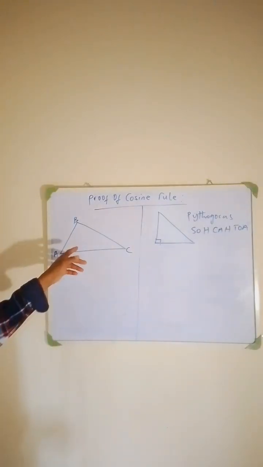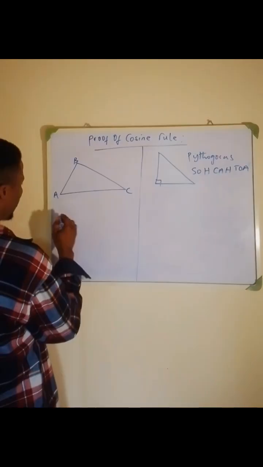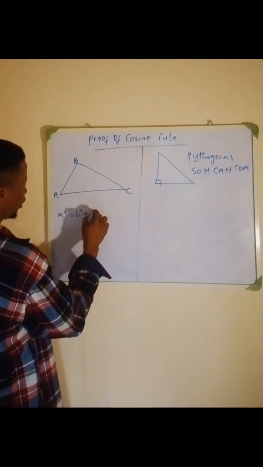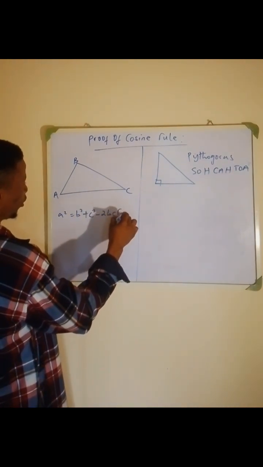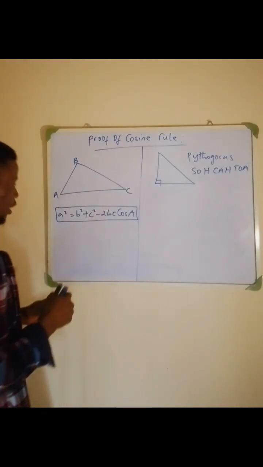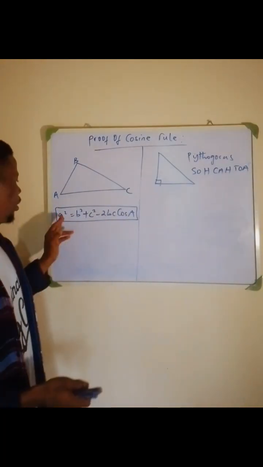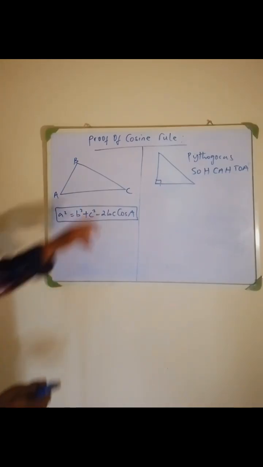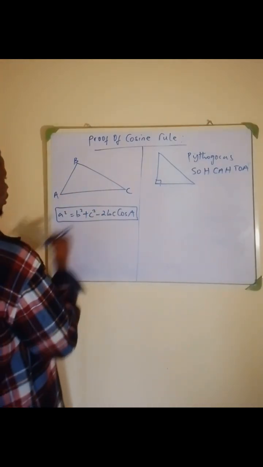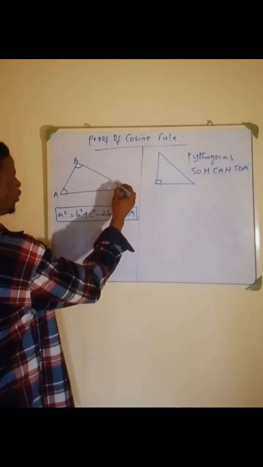So you make use of the cosine rule. A square equals b square plus c square minus 2bc cos A. This is the cosine rule. The letters here represent the sides, and A represents the included angle. So this is angle A, this is angle B, this is angle C.